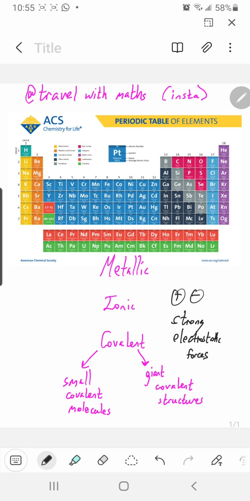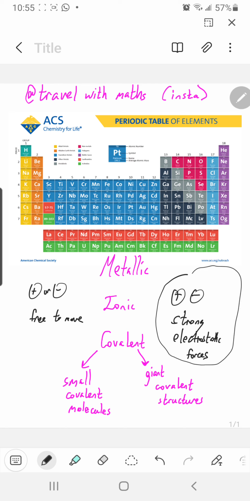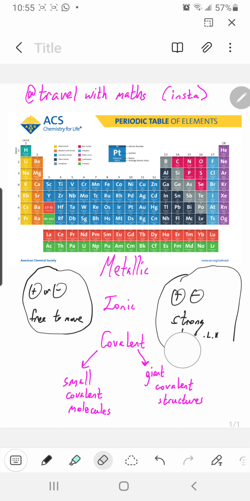And then the other phrase that's important is whenever you have charge, it doesn't matter if it's positive or negative or even both, whenever you have charge that is free to move around, that thing will conduct electricity. This is the second phrase that's useful. So whenever you have opposite charges, you have strong electrostatic forces between them, and whenever you have charge that is free to move around, that thing will conduct electricity.